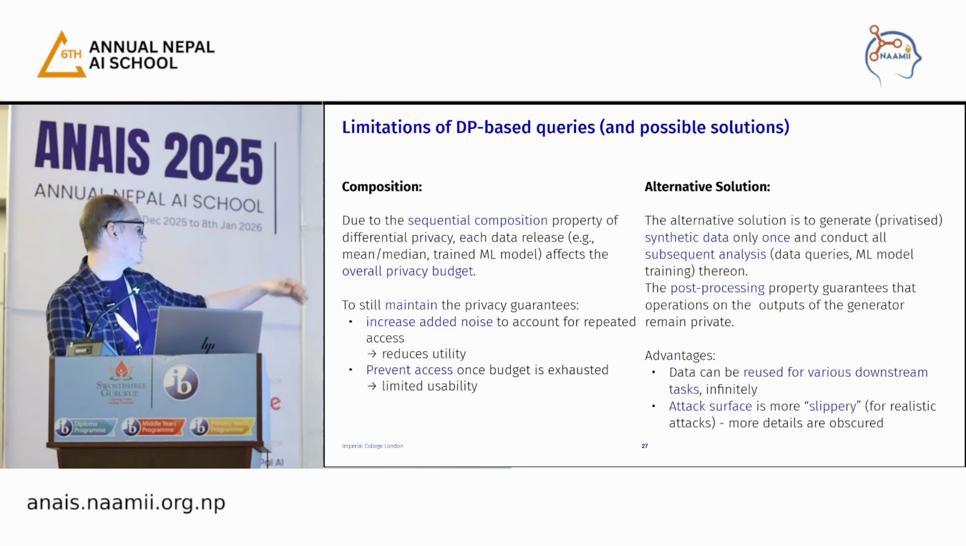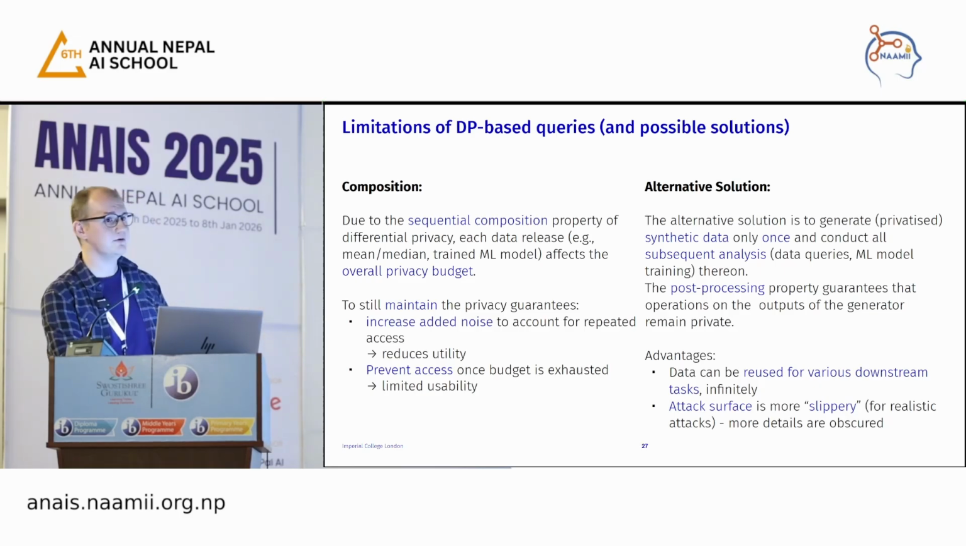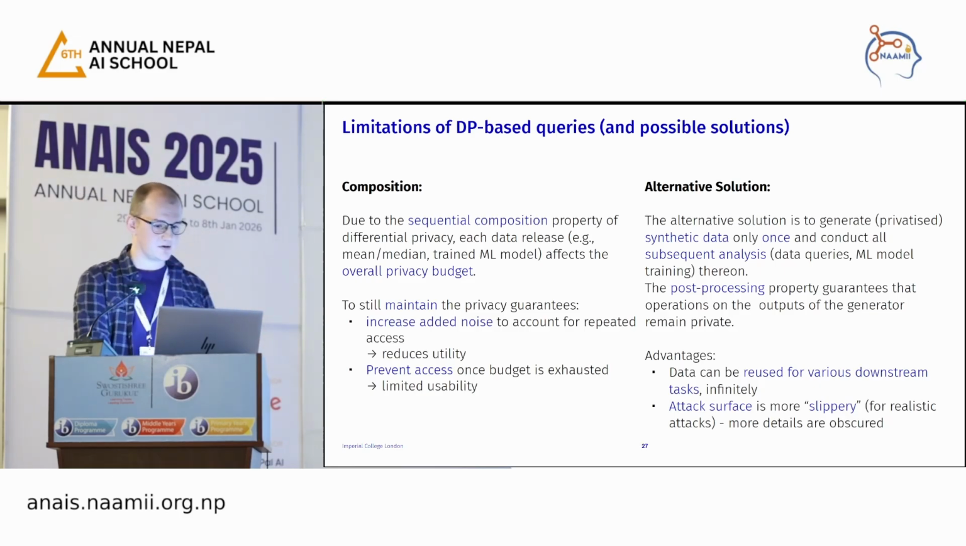So in order to still maintain the privacy guarantees, you either add more noise to account for this repeated access, which reduces the utility, or you prevent the access once the budget is exhausted, which is kind of bad news, right? You wanted to train an 11th model, and then the data provider says, well, no, bad luck for you. You exceeded your privacy budget.